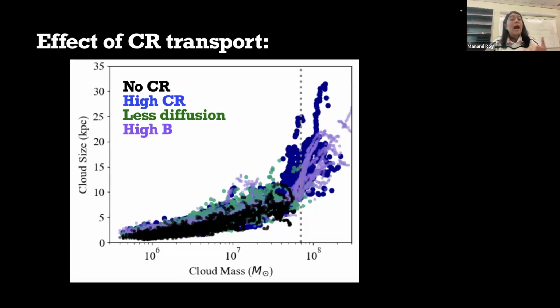So we tried one with a high magnetic field. High magnetic field means high streaming, which is another transport of cosmic rays, where cosmic rays can penetrate even more strongly into the cloud. So you can see this effect is even bigger, more growth of the cloud even than the high cosmic ray run. So the main point is this effect does not only depend on the cosmic ray pressure, it also depends on how cosmic rays are transported into the cloud. If the transport is stronger, this effect can be stronger. But if transport is weaker, like for example in this less diffusion case, this effect can go away because cosmic ray transport does not efficiently transport the cosmic rays from the background into the cloud.